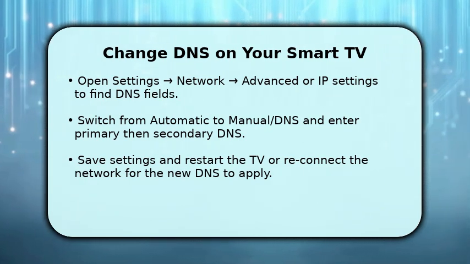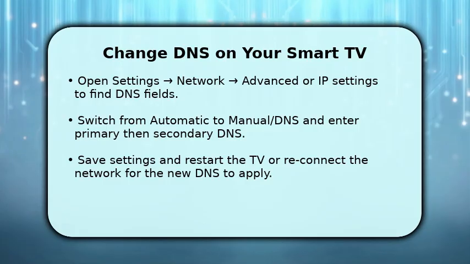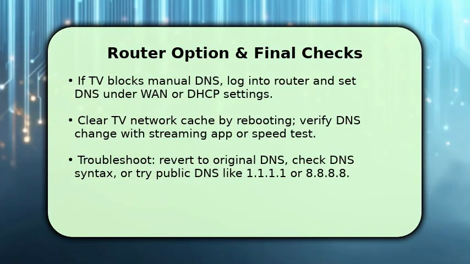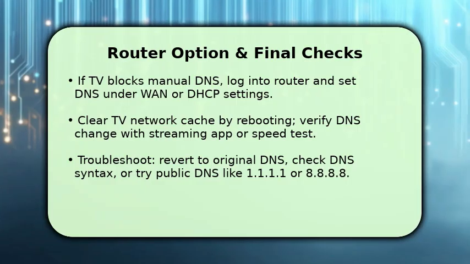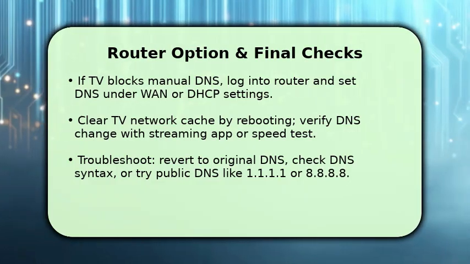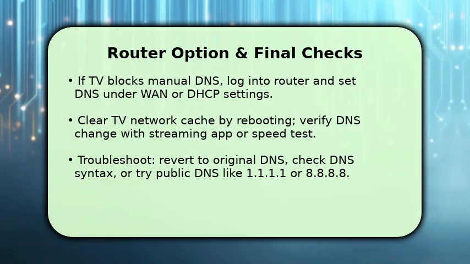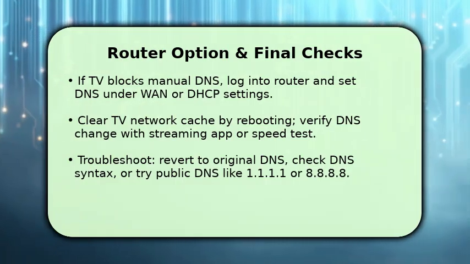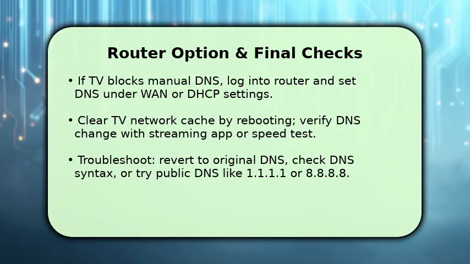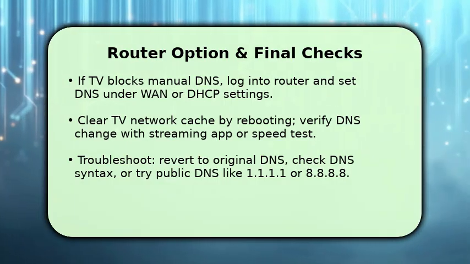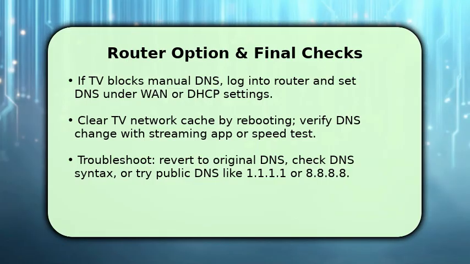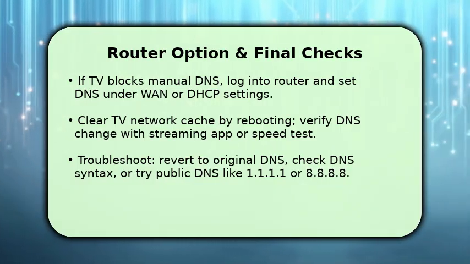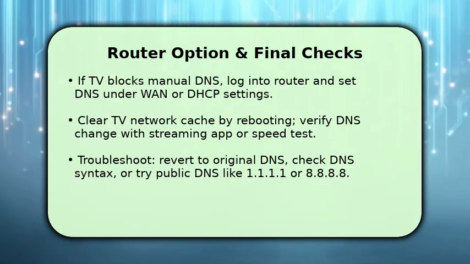If your TV won't accept manual DNS, change DNS at the router. Log into the router's admin, go to WAN or DHCP settings, and enter the DNS addresses so every device inherits them. Once set, reboot both router and TV to clear caches and force a new network lease. Verify success by opening a streaming app or running a quick domain test. If something goes wrong, revert to the previous DNS, confirm there are no typos, or try a known public DNS such as one.